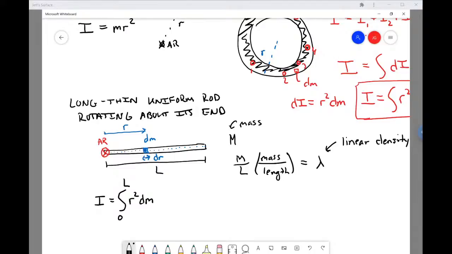Because we have limits of integration. Okay, the limits of integration are distances. The 0 is the axis of rotation, and the L is the endpoint in the other direction.